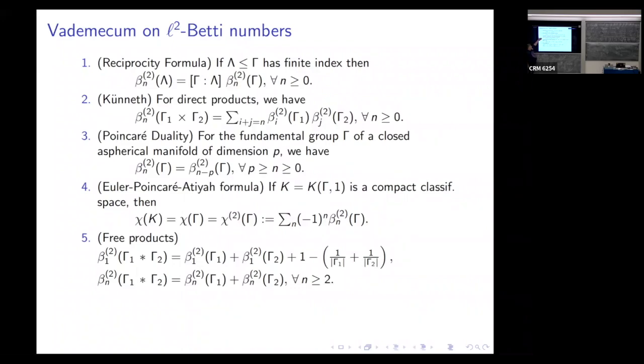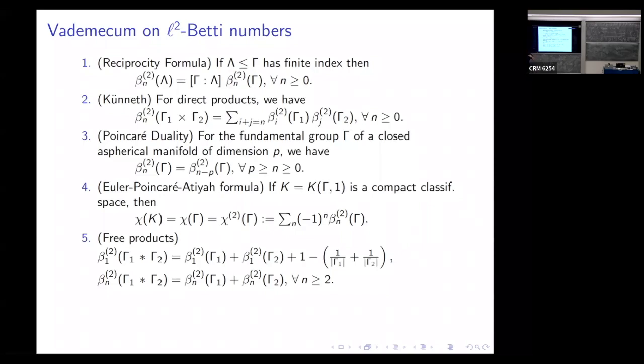You have the Poincaré duality formula. If your group is the fundamental group of a closed aspherical manifold, then the symmetric degrees have the same L2 Betti numbers, the top and the zeroth, top minus one and one, and so on. For free products, there is a difference between degree one and degree zero, and higher degrees. In higher degrees, it's very simple, they just add up. But in degree one, it's essentially because the trivial group has zero first L2 Betti number, which is equal to one. And this is the reason why you have this one here. And if these groups are finite, then you have to subtract one over their cardinal. So with that, you can compute many L2 Betti numbers.